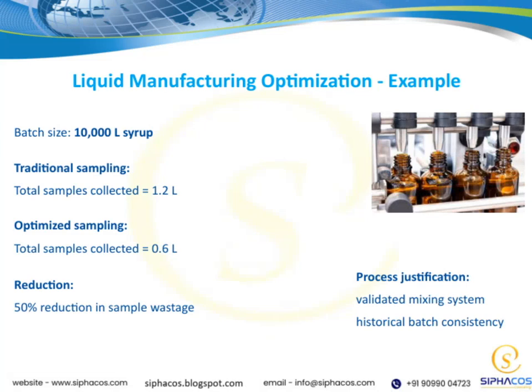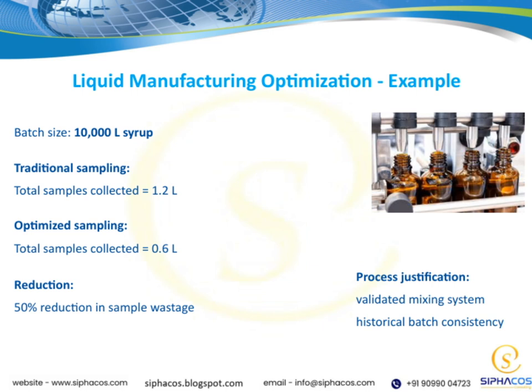Let's take a closer look at the process justification behind our improvements. First, we have a validated mixing system, which ensures that our processes are reliable and consistent. This validation is crucial because it underpins the stability and repeatability of our batch production. Coupled with that, we rely on historical batch consistency data, confirming that our processes produce uniform results over time.